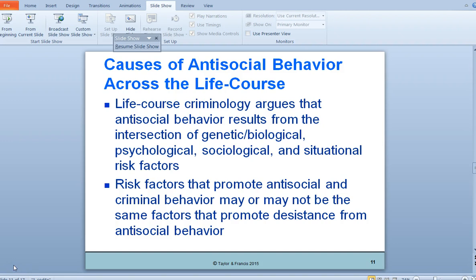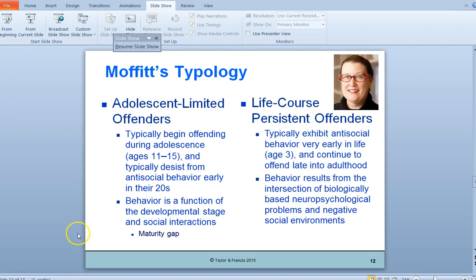And what are the causes of this antisocial behavior across the life course of an individual? Life course criminology argues that antisocial behavior results from the intersection, the crossover, of genetic, biological, psychological, sociological, and situational risk factors. It covers them all. Risk factors that promote antisocial and criminal behavior may or may not be the same factors that promote desistance from antisocial behavior. And here's something that will be on your quiz about the adolescent limited offenders.